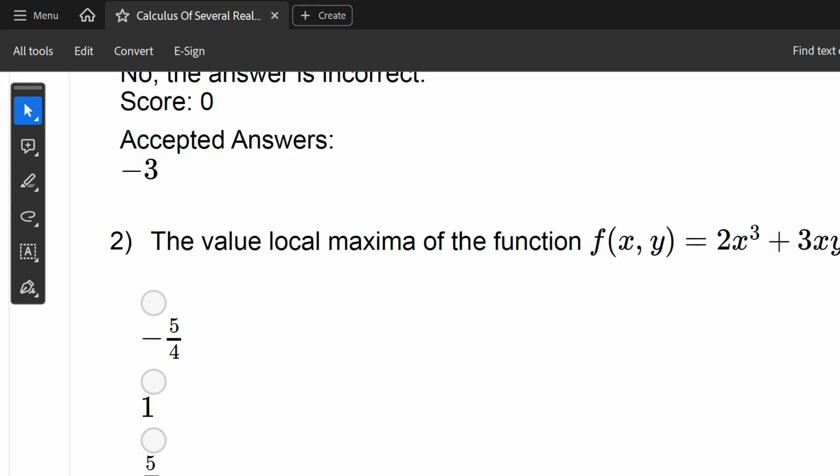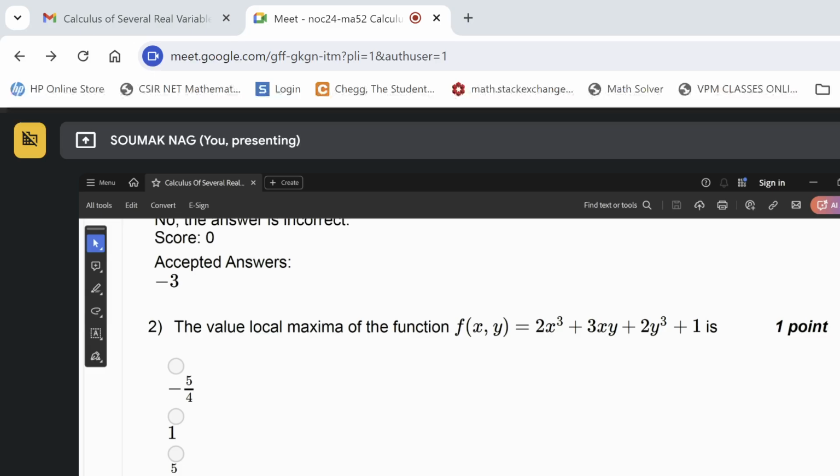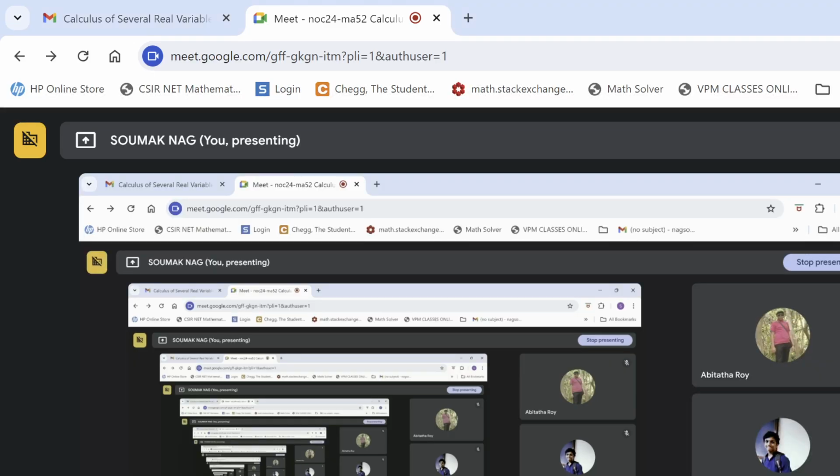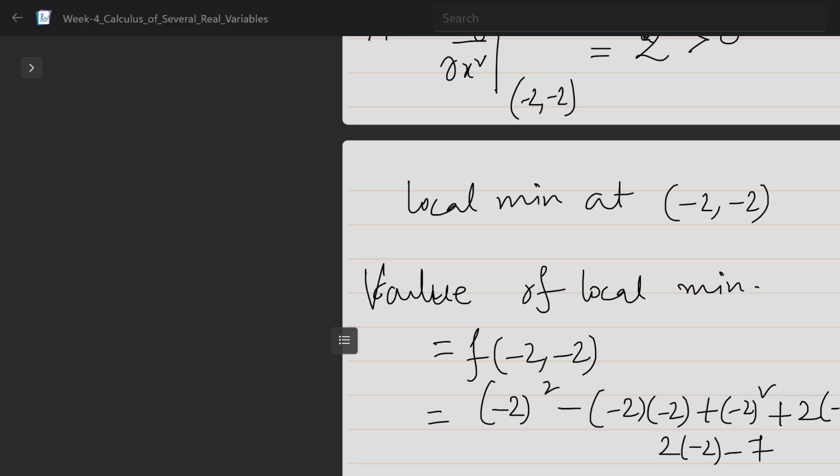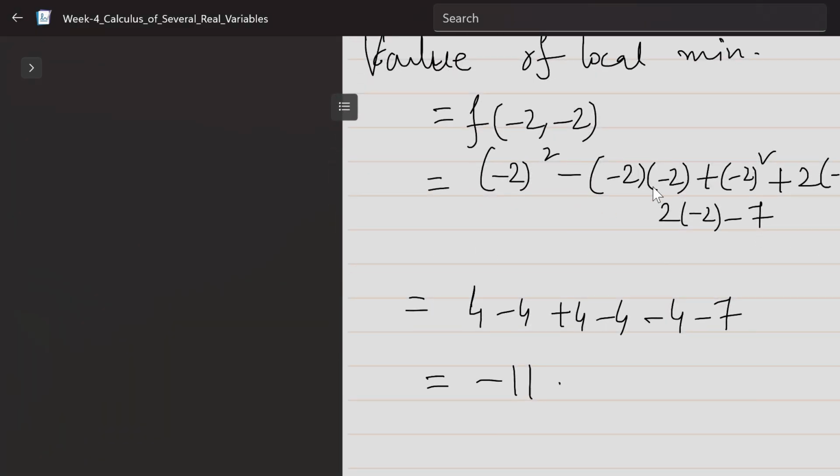Actually, the answer is minus 11 only. I think the options are incorrect. Okay, the answer is minus 11. We are correct. So I will move to the next question. Any question from the last one that I solved? Then I will move to the next one. I think no question, so let's move to the next question.